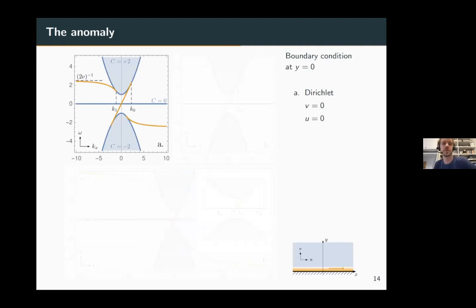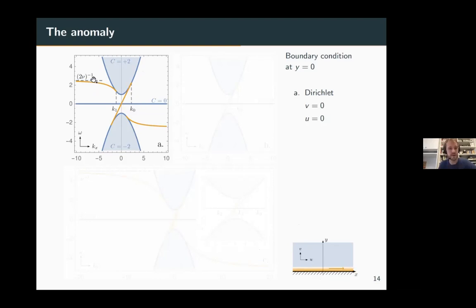So the simplest thing to look at is the Dirichlet boundary condition, where both u and v, which are the velocity field components, are 0 at the boundary. So u is the tangential and v is the normal one. And here is the spectrum. Again, the color code means blue is completely delocalized in the upper half plane, and yellow is confined near the boundary. So here it's not so bad.